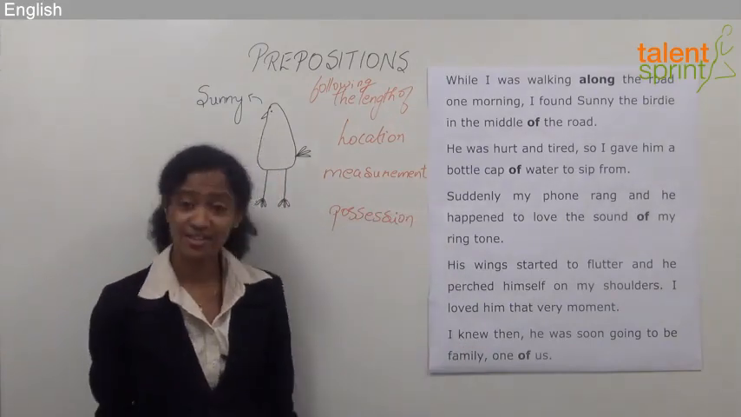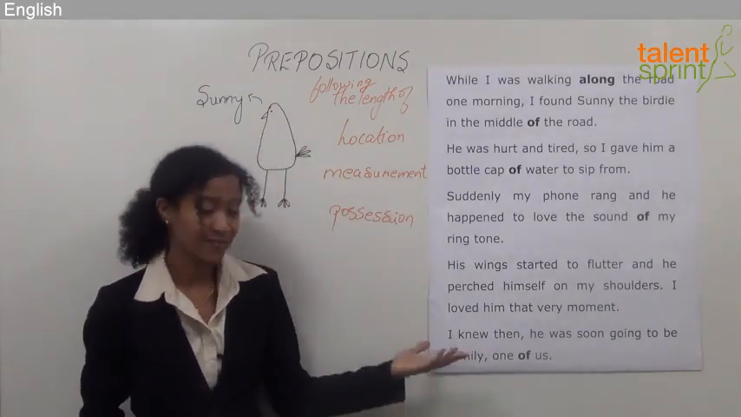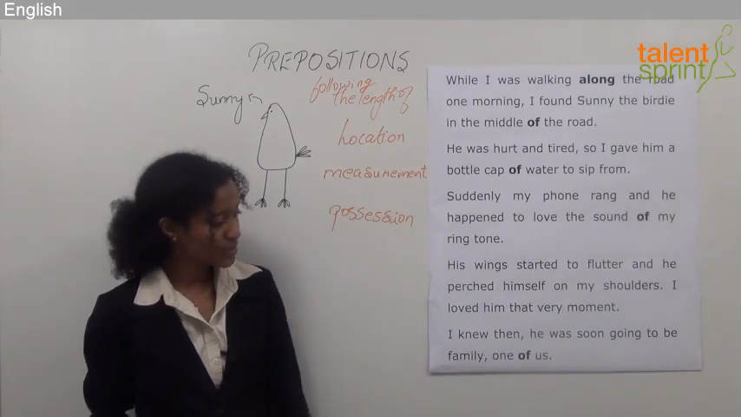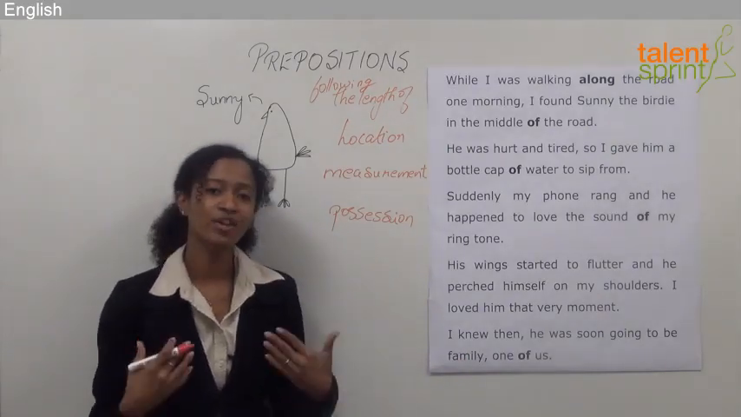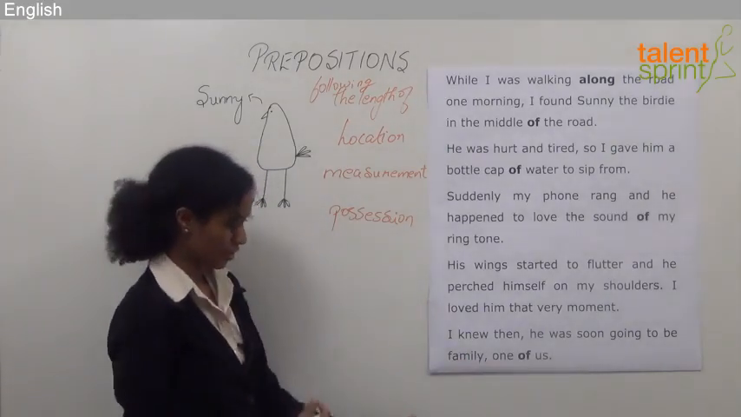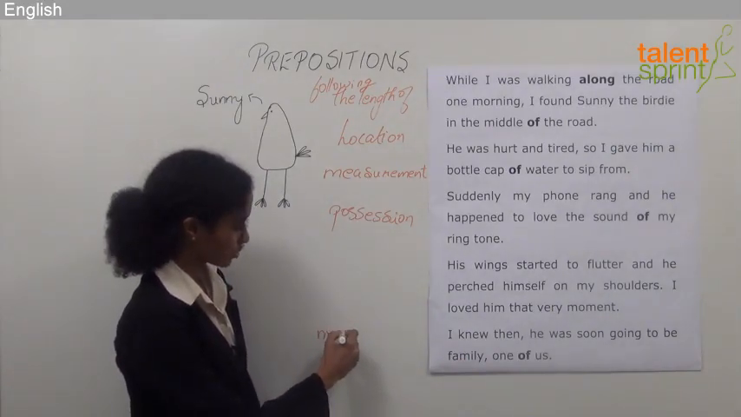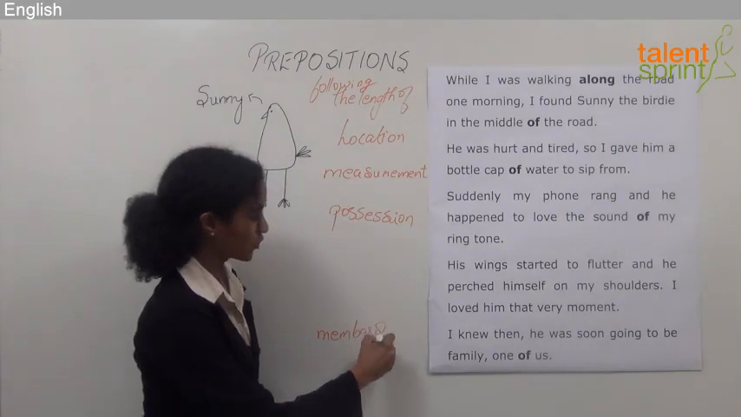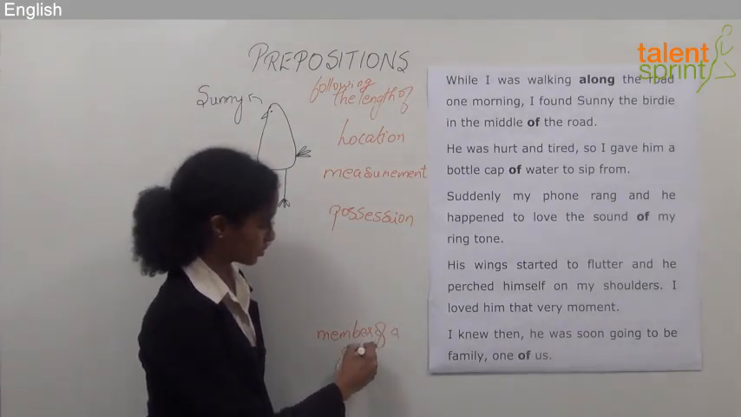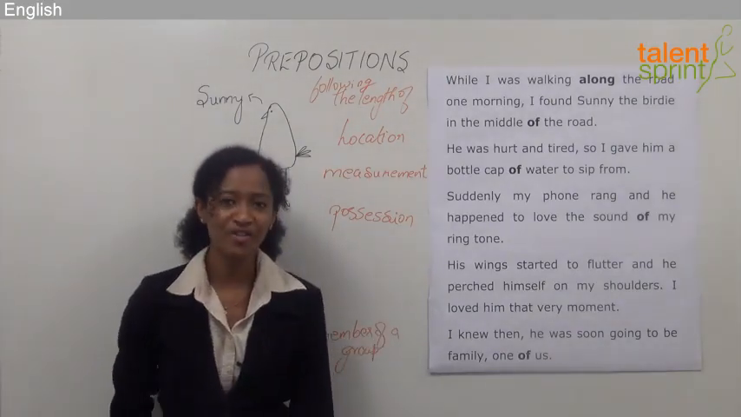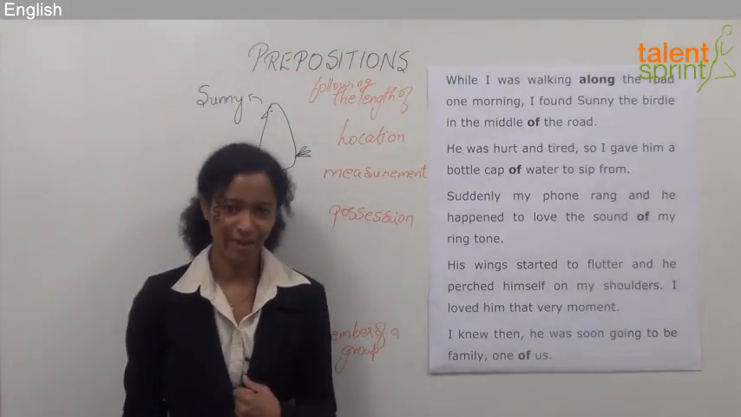His wings started to flutter and he perched himself on my shoulders. I loved him that very moment. I knew then he was soon going to be family, one of us. Now this of here denotes a member of a group. So he was going to be a part of our team, our family.